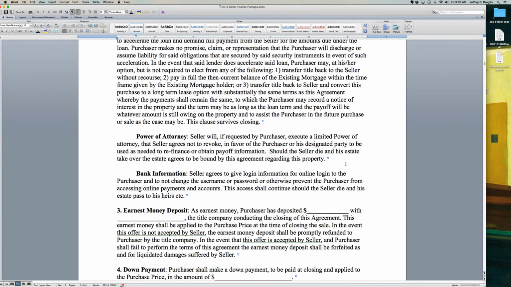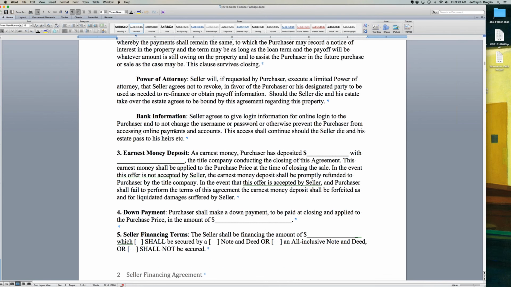Okay. Power of attorney. In the set of forms, you will see a power of attorney. This is something that you should get as the buyer, from the seller, that allows you to talk to anyone associated with that mortgage on the seller's behalf. Hopefully, you don't need to use it, but it's good to have in case you do. As well as bank information. These forms actually come in the package, a little later on.